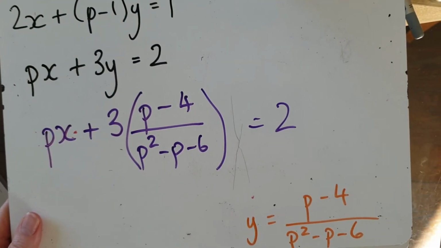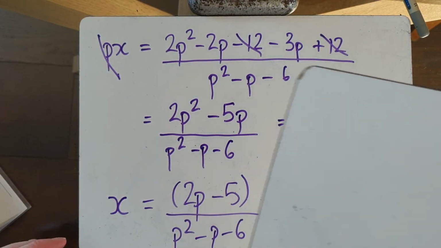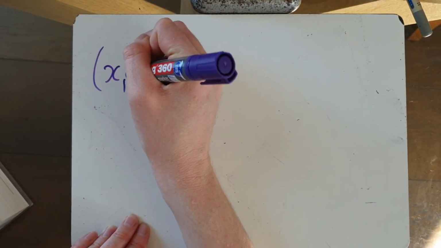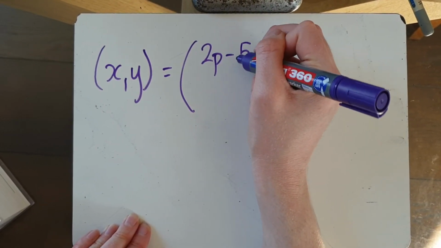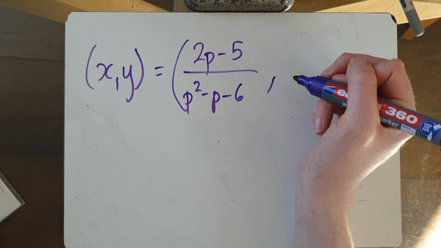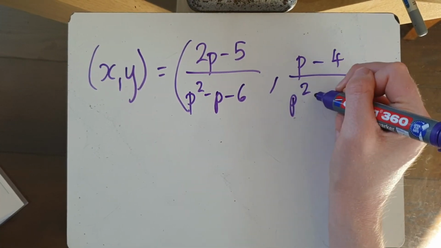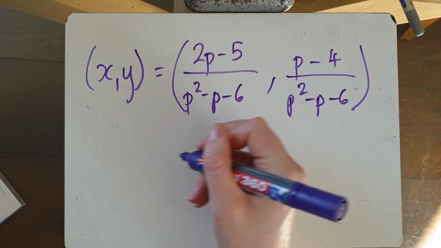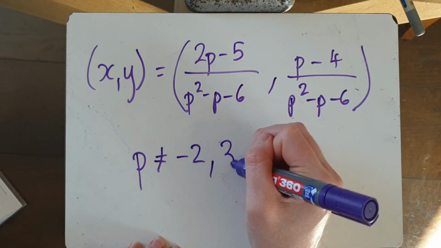Combining that with the solution for y that we found in part A means that we have now solved the system of equations. And our solution is that (x, y) equals ((2p minus 5) over (p squared minus p minus 6), (p minus 4) over (p squared minus p minus 6)), where p does not equal negative 2 or 3.